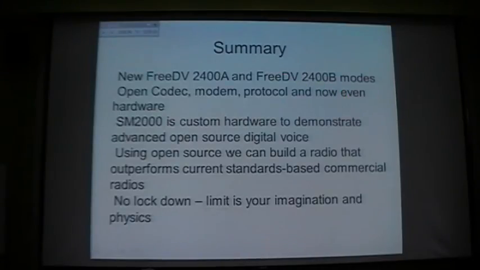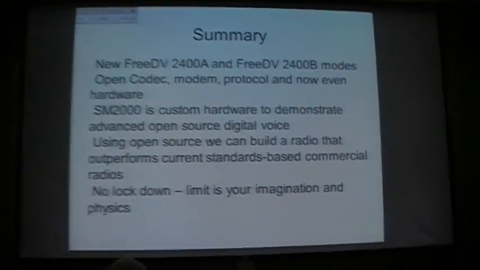They use open codec, modem protocol, and now even the hardware is open. The SM2000's custom hardware, its primary aim is to demonstrate some of these advanced new modes that we're working on. And what's kind of cool to me, I guess, is that using open source we can build radios that hopefully will outperform current standards-based commercial radios that we're all sort of having to buy at the moment. And the great thing for me is that now that everything's open, there's no lockdown. You're not limited by what you want to do.